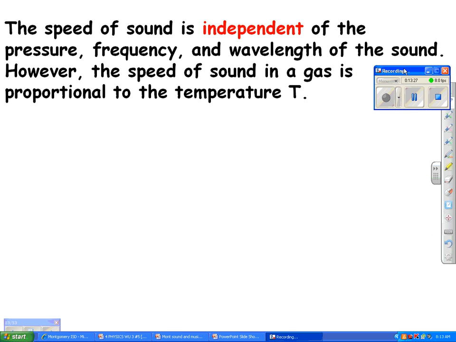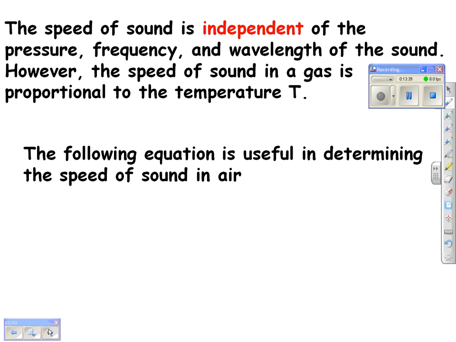All right. The speed of sound is independent of pressure, frequency, and wavelength of the sound. So speed of sound is independent. However, the speed of sound in a gas is proportional to the temperature. So the following equation will be useful in determining the speed of sound in air.